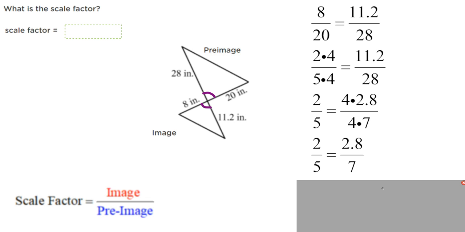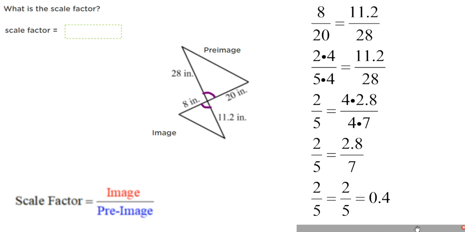And we could try simplifying that as well to rewrite it so we no longer had a decimal in our numerator. Now, some of you might have just grabbed the calculator and said, well, 11.2 divided by 28, what is that equal to? And you got 0.4. Well, guess what? 2/5 is also equal to 0.4. So we have our scale factor of 2/5 or 0.4 for our problem.